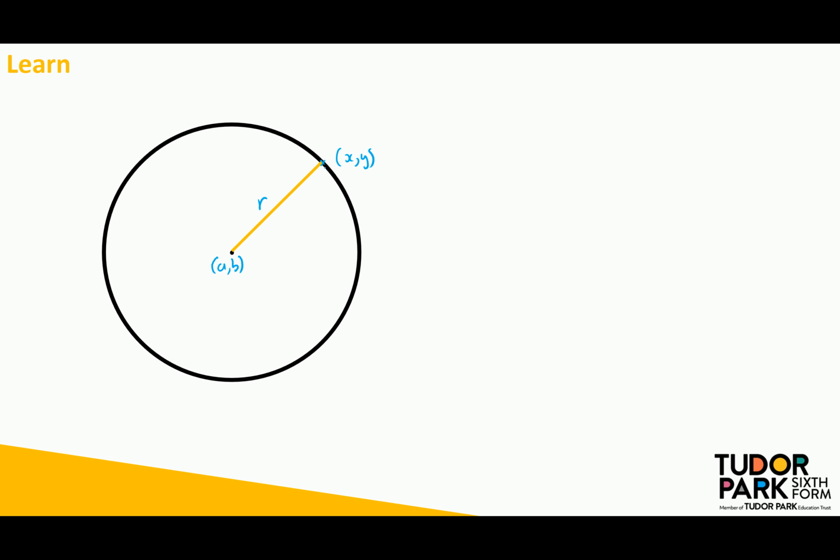Well, this distance R is always the same, so how do I find that distance R? Well, the distance along the bottom would be x minus a, the distance at the side would be y minus b, and now that I have that I would just perform Pythagoras. So x minus a squared plus y minus b squared will be equal to the radius squared. And this here is my generic formula for a circle.